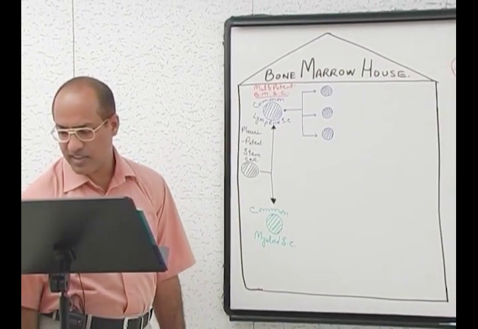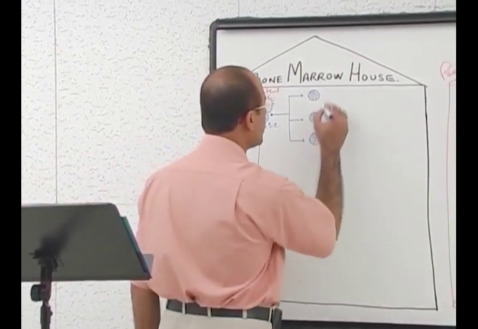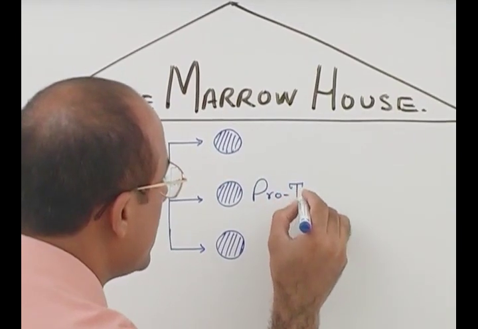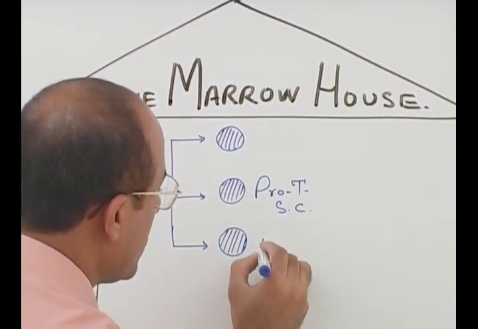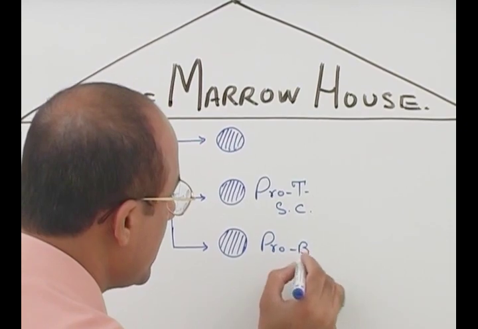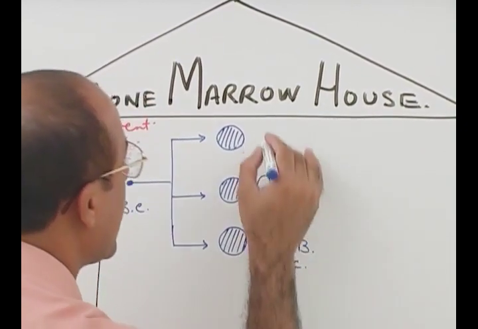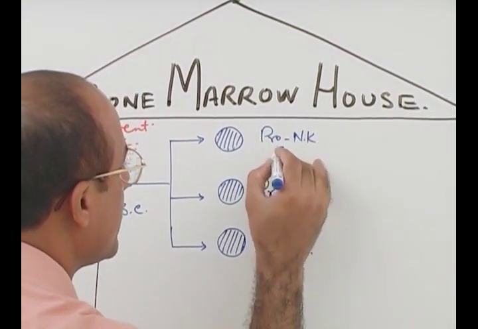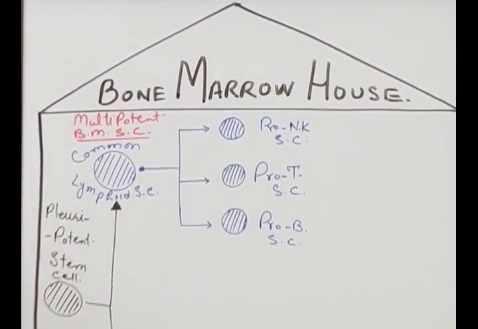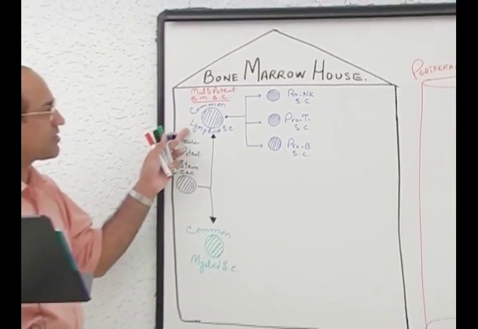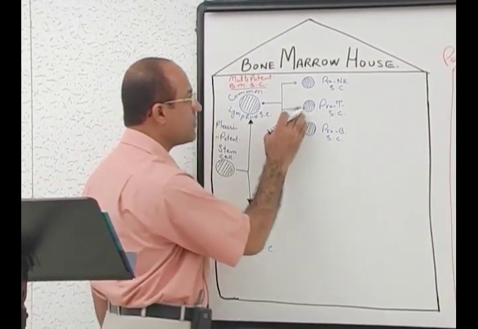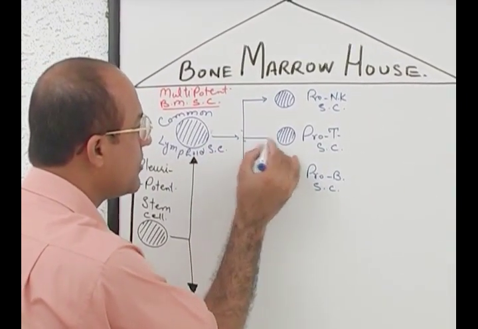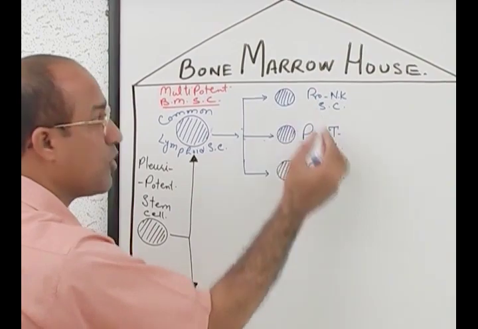These committed stem cells are pro-T stem cell, pro-B stem cell, and here it is pro-natural killer stem cell. So now what has happened is that common lymphoid stem cell has divided into three types of stem cells, and these stem cells are not pluripotent.